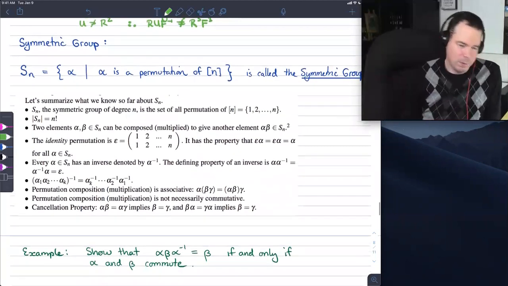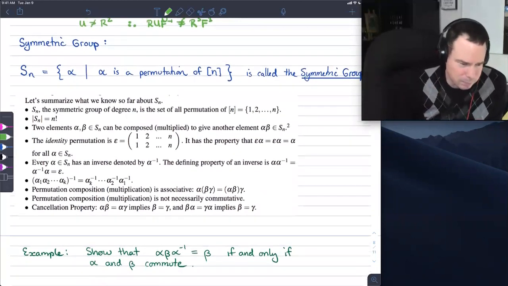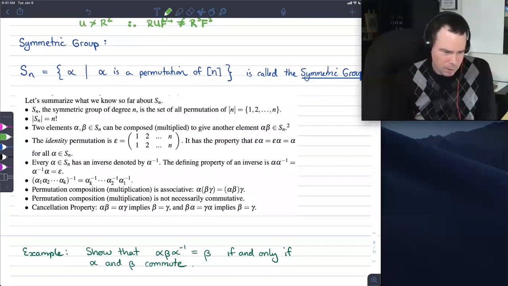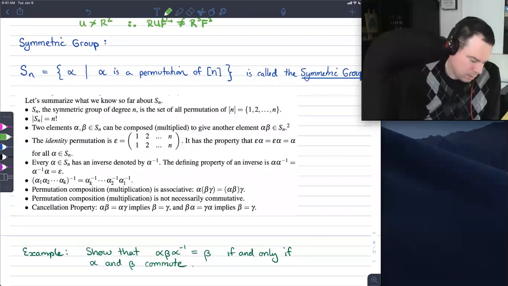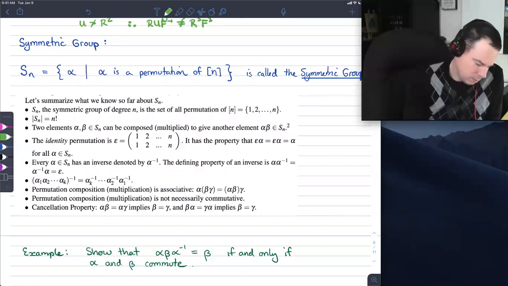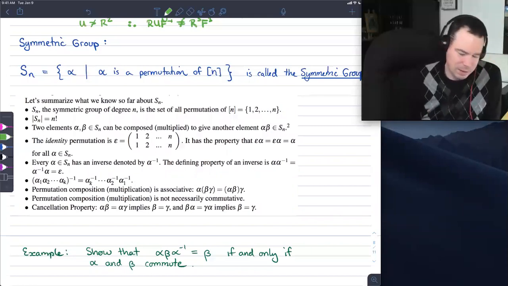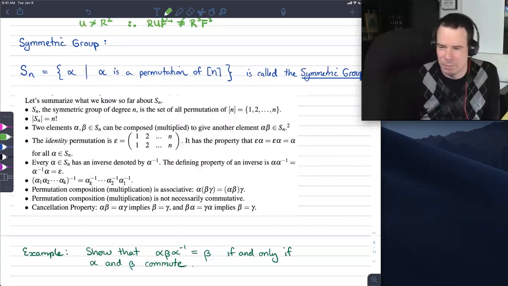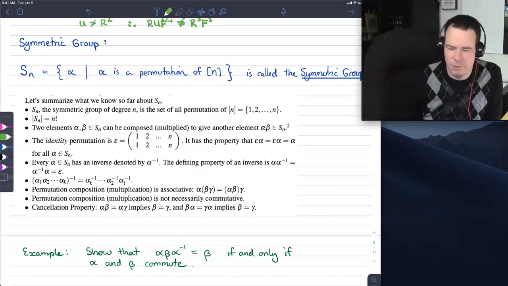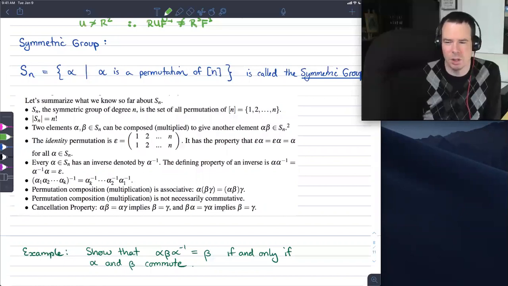And we know various things about them. We know that the symmetric group, just how I define it there, is the set of all permutations on the numbers 1 through n. We know its size. There's n factorial of them because there's n factorial permutations. We know that we can take any 2 permutations and multiply them together to get another one. So we say that the set is closed under multiplication. We can multiply 2 objects and get another object in there.